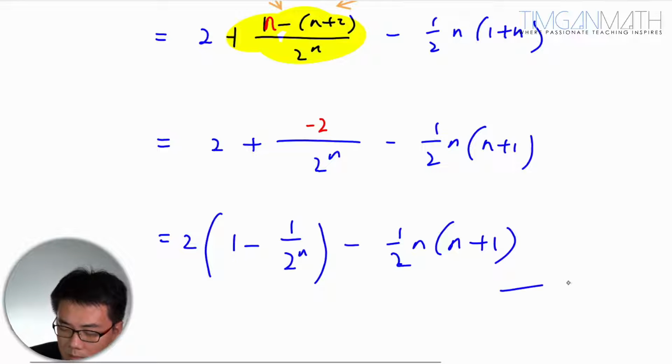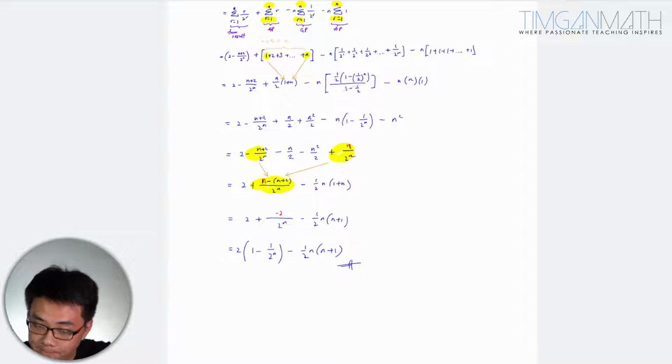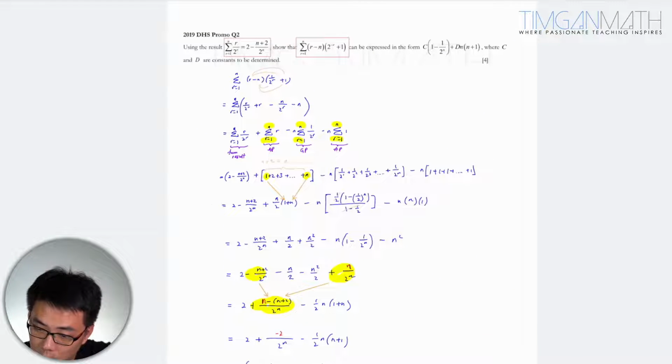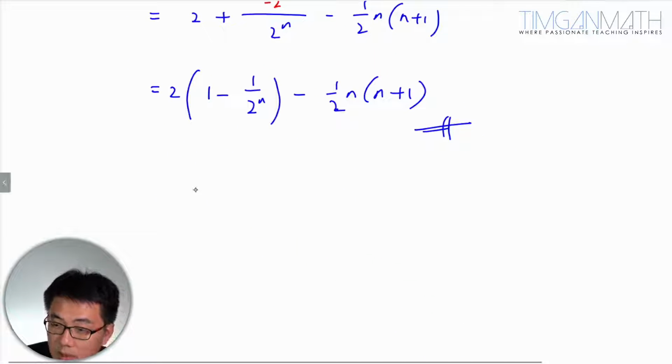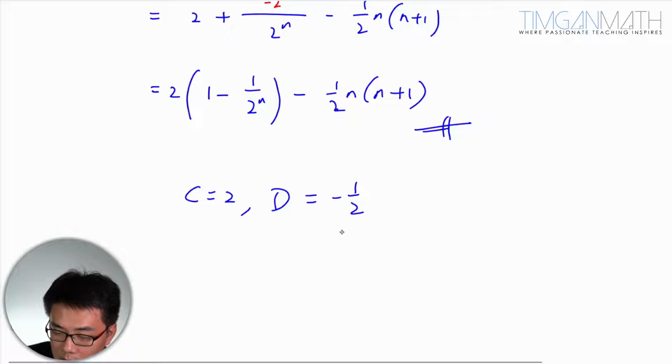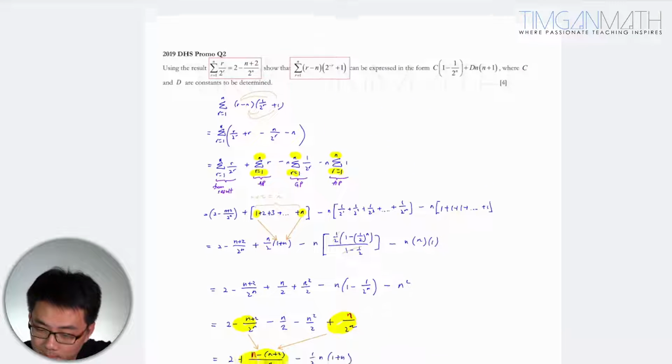Great. C and D are to be determined, so C is 2.